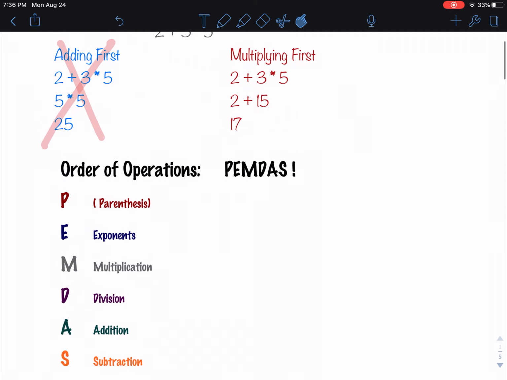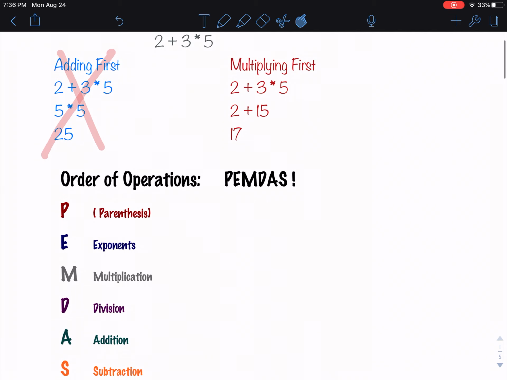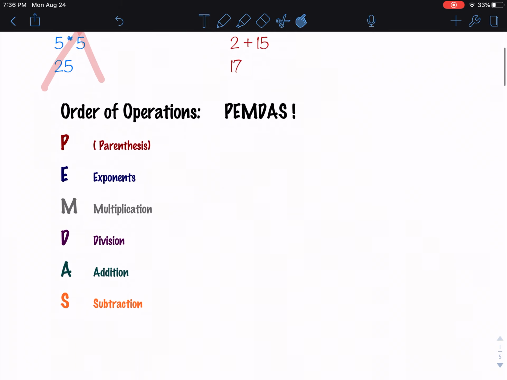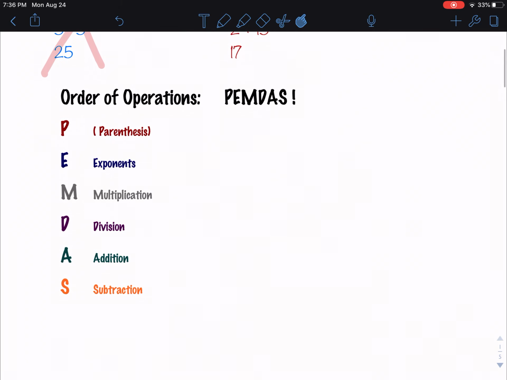So as we look back at this example, the M in multiplication comes before the A addition in order of operations. So we need to multiply the 3 times the 5 first before we add the 2 to get a final answer of 17. Another way to remember order of operations is, please excuse my dear Aunt Sally.